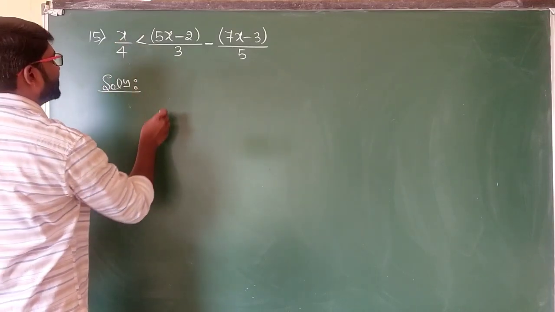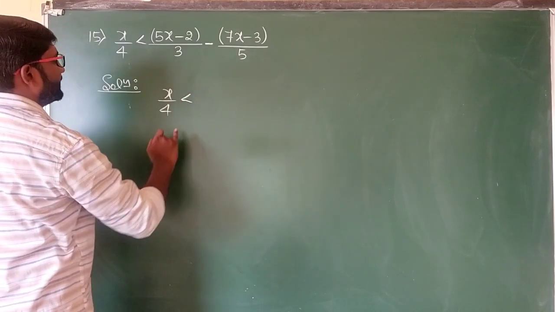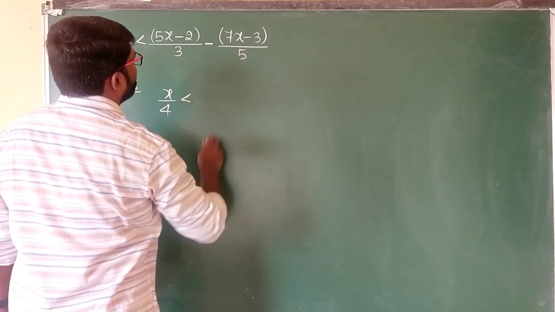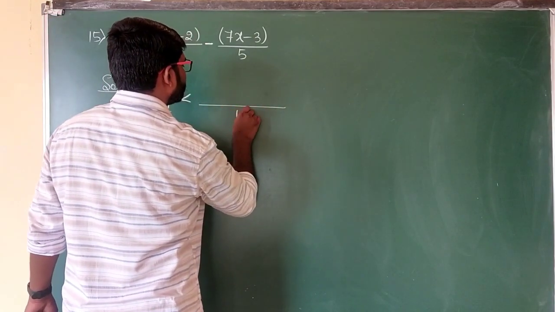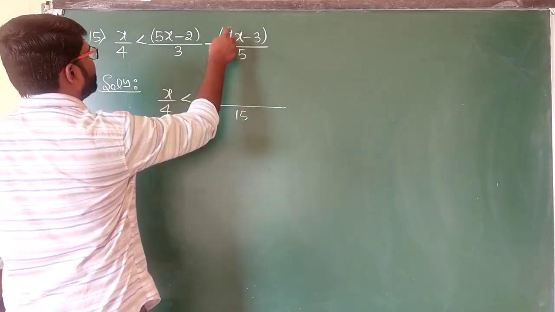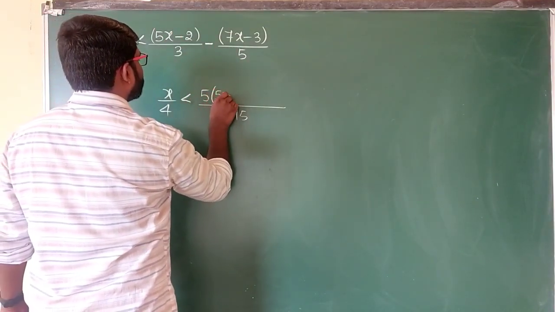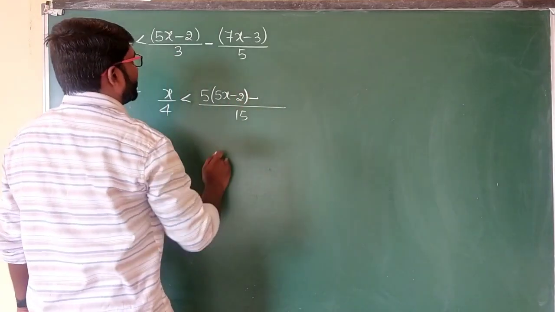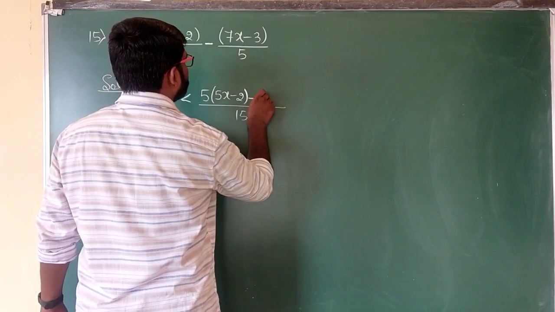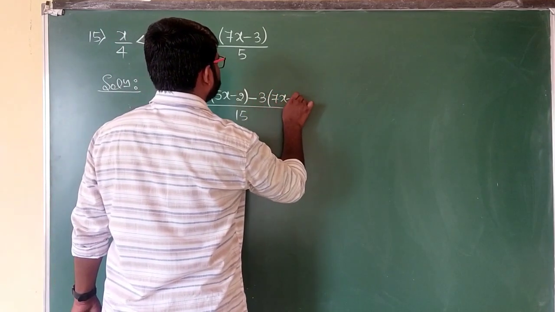So I'll be writing this as it is, x/4 as it is, then less than, then take up the LCM now. LCM of 3 and 5 is 15, then 3 5s and 5 3s. So it is 5 times (5x − 2), then minus 3 times (7x − 3).